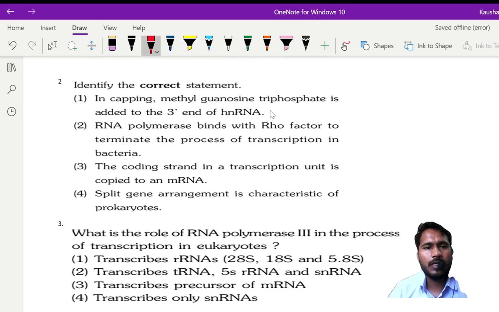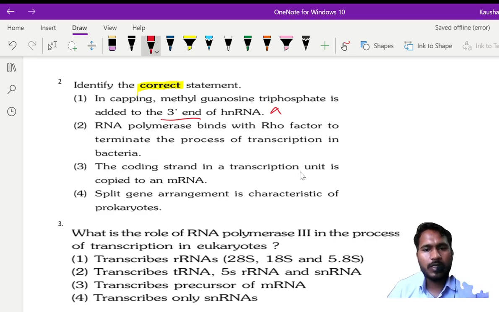Identify the correct statement. Now you again highlight what they are asking. They are asking correct. So now let's see. Capping methyl guanosine triphosphate is added to the 3' end. Is it so? No. RNA polymerase binds with the Rho factor to terminate the process of transcription in bacteria. It seems good, but we'll read all.